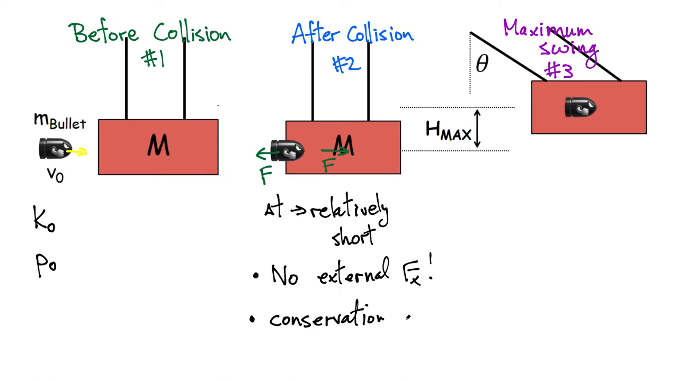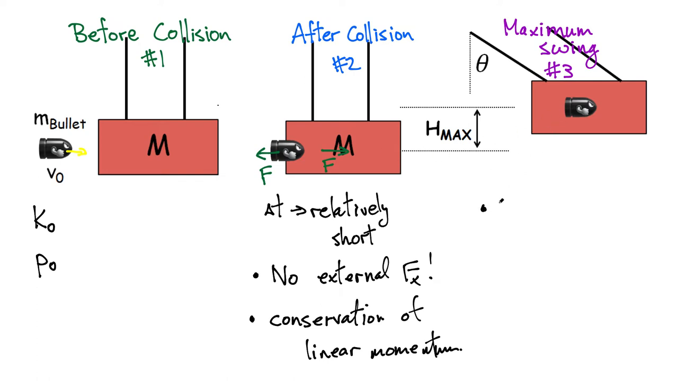So let me write that down. Of linear momentum. All right, and the last section then is what we're going to have now is this bullet that is embedded inside the block and everything is kind of swinging up. It's going to swing up to some maximum height.